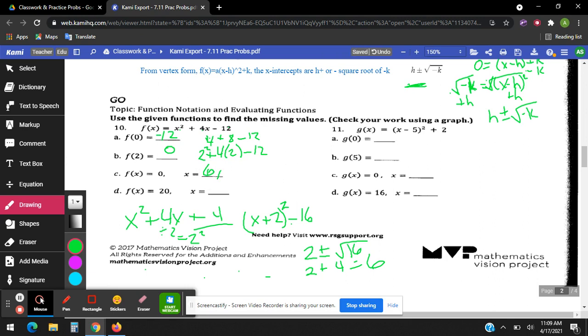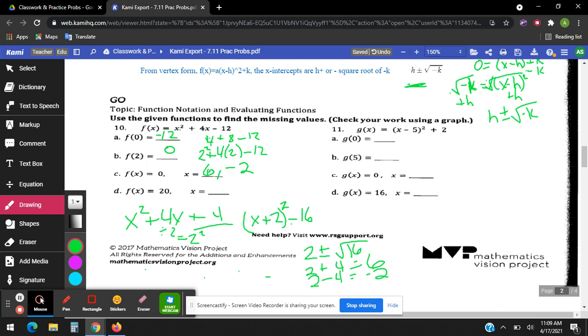And 2, is it a positive or negative h? That's just h. Okay. Making sure on this one. 2 minus 4 is a negative 2. So 6 and negative 2. There we go. That one goes out a little clear.